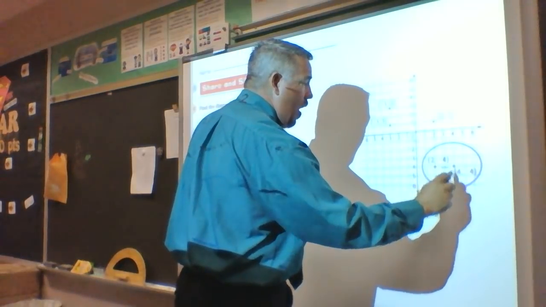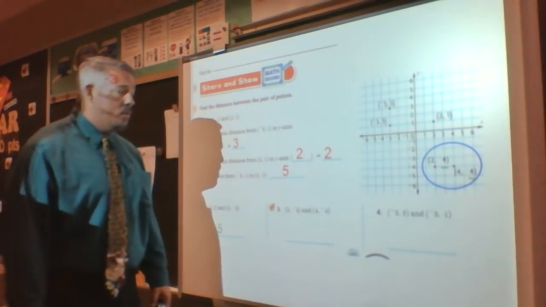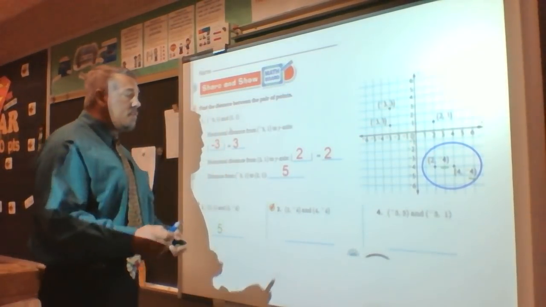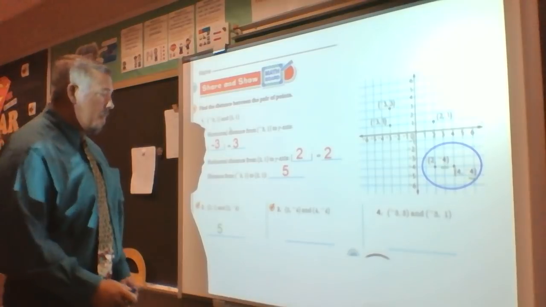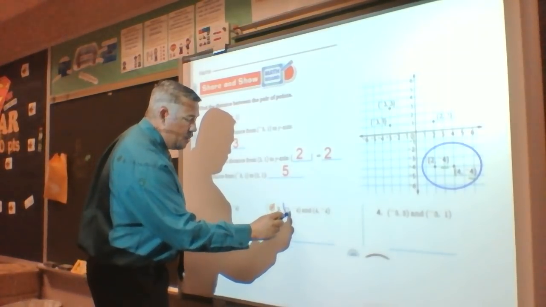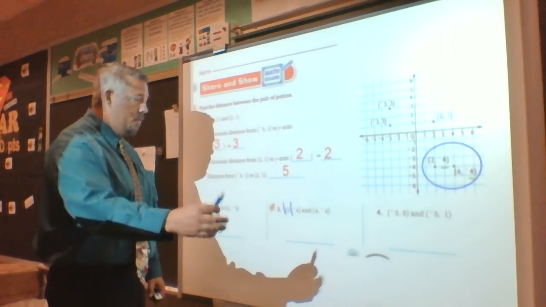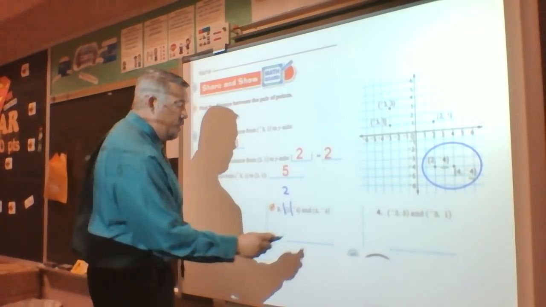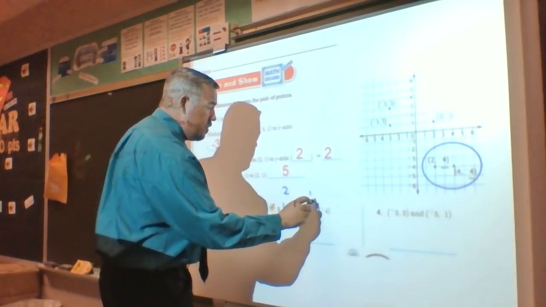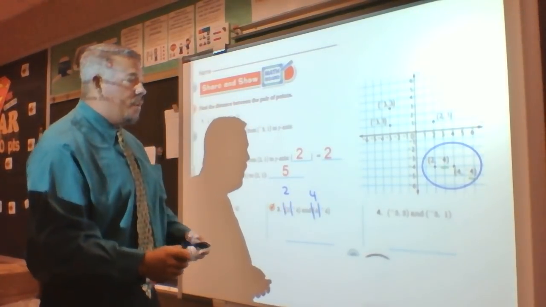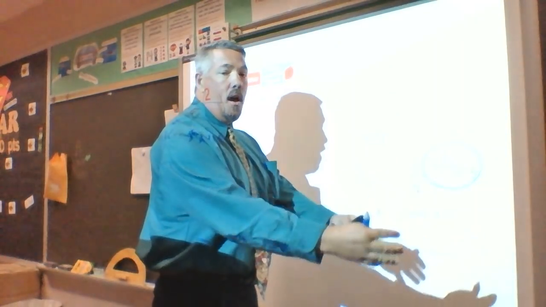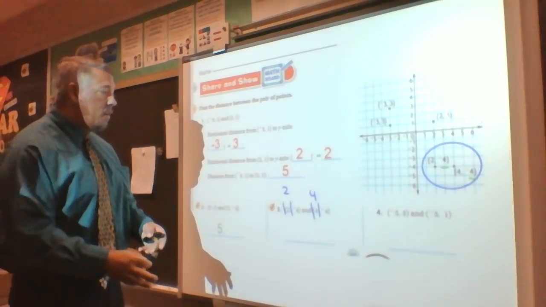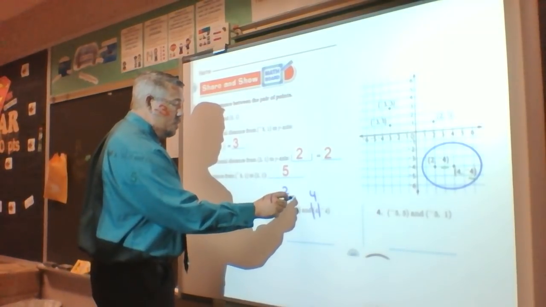My y's stay the same. So if my y's stay the same, then I'm looking at using my x-axis to do the math. So I have to find my absolute value of positive 2, which is just 2, and my absolute value of positive 4, which is just 4. And once again, they're on the same side of the axis. And if they're on the same side, then I would have to subtract.